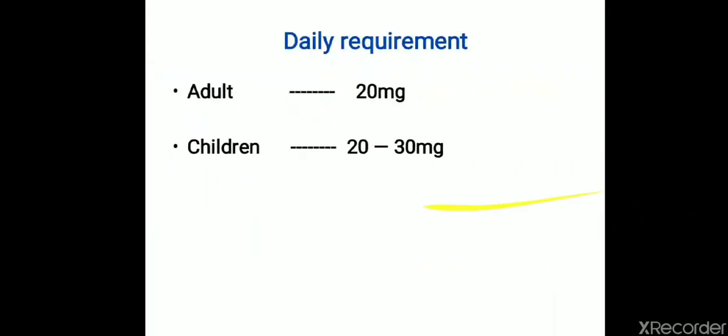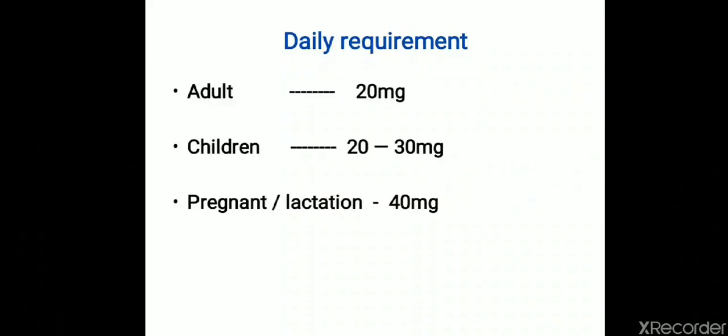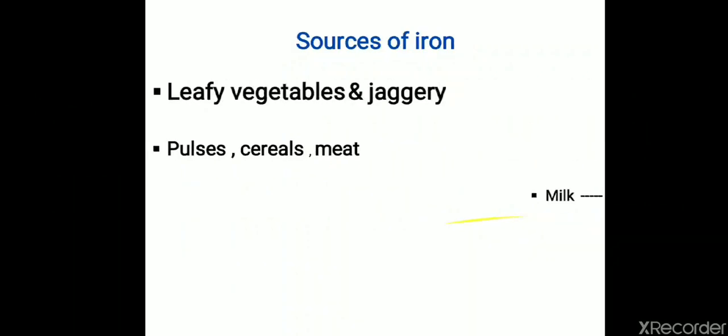Regarding daily requirement, an adult individual requires 20 milligrams of iron per day, and children require 20 to 30 milligrams of iron per day, and during pregnancy and lactation the daily requirement is 40 milligrams. Coming to the sources of iron, the richest sources are green leafy vegetables and jaggery, and the other sources are pulses, cereals and meat, and milk is a poor source of iron.